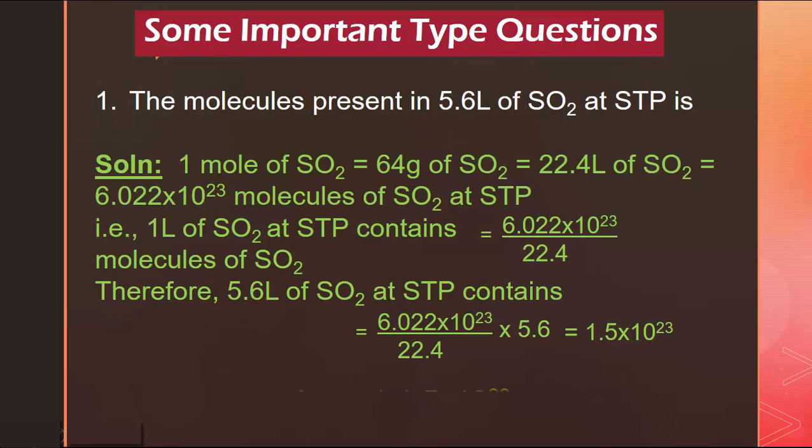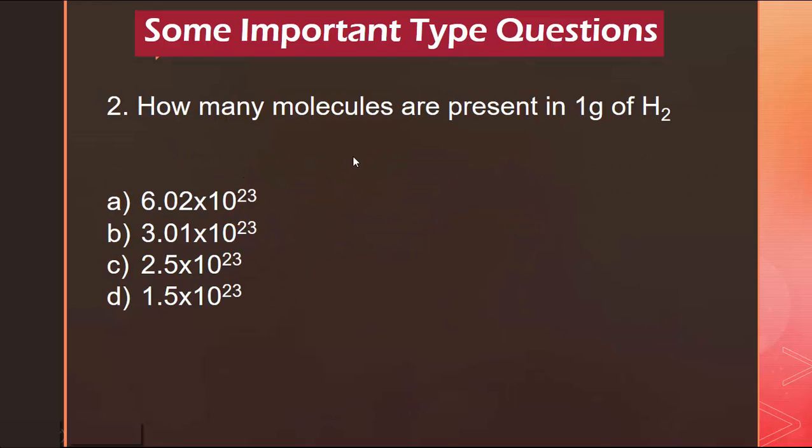Now, let's look into the second question. How many molecules are present in 1 gram of hydrogen? I repeat, how many molecules are present in 1 gram of hydrogen? Options are option A 6.02 into 10 to the power 23, option B 3.01 into 10 to the power 23, option C 2.5 into 10 to the power 23, option D 1.5 into 10 to the power 23.